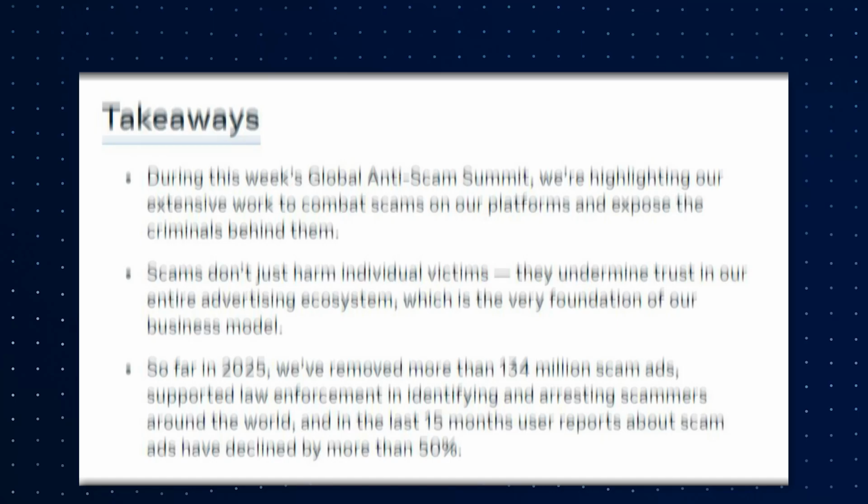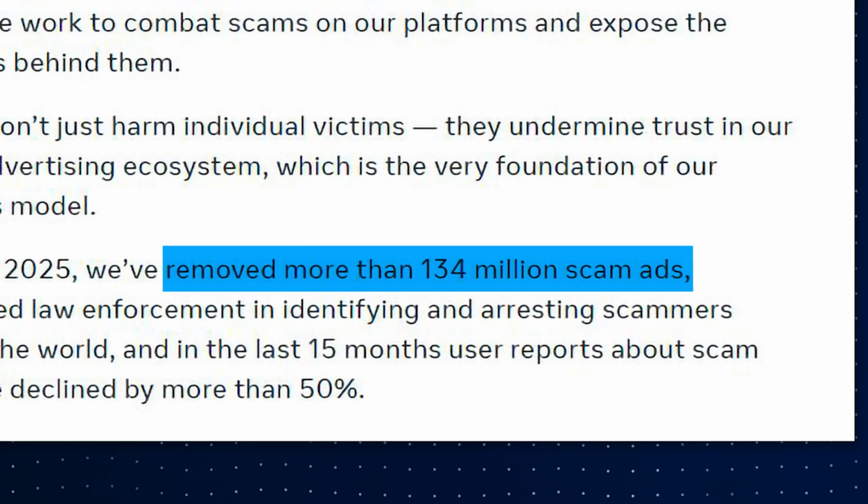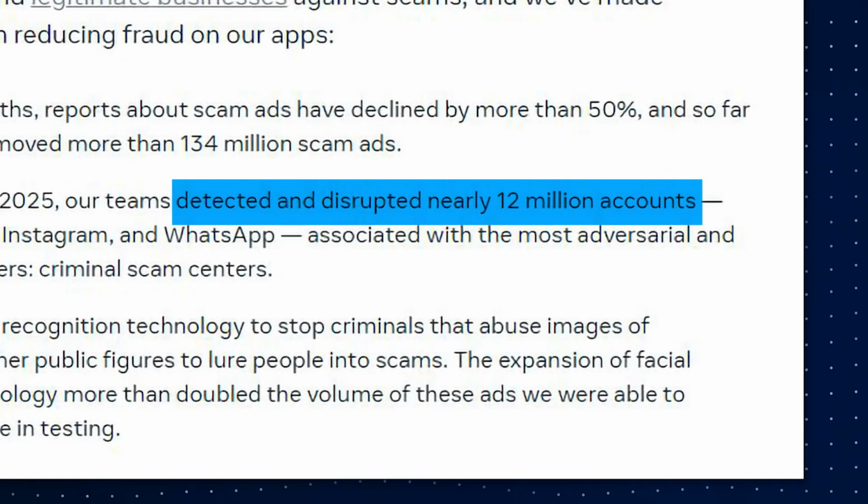Meta is running one of the most aggressive enforcement operations in digital advertising history. To protect users and themselves, they're taking enforcement extremely seriously. In 2025 alone, Meta removed over 134 million scam ads and shut down nearly 12 million fraud-related accounts in just the first half of the year. And that's the scale we're talking about. But here's the problem for legitimate businesses like yours. When you're operating at scale, mistakes happen.